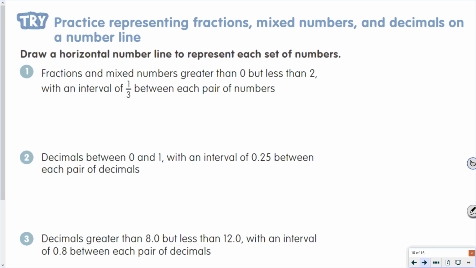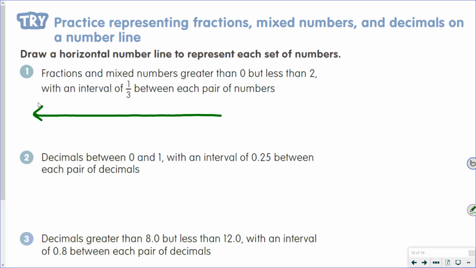So here we have fractions and mixed numbers greater than 0 but less than 2, and we want an interval of 1/3 between each pair of numbers. And the directions do tell us to draw a horizontal number line. So I'm going to start with that horizontal number line.